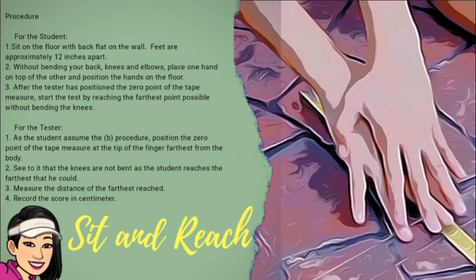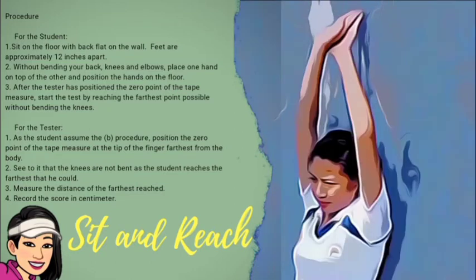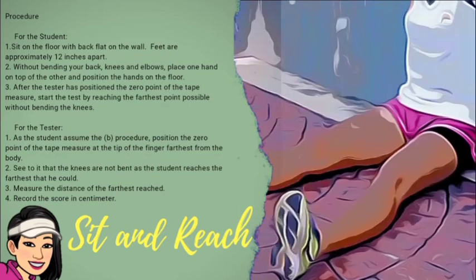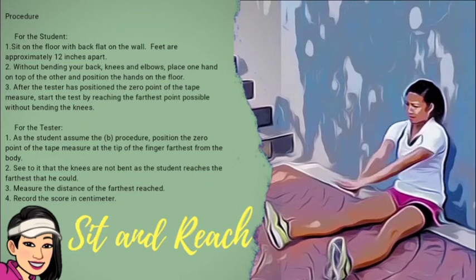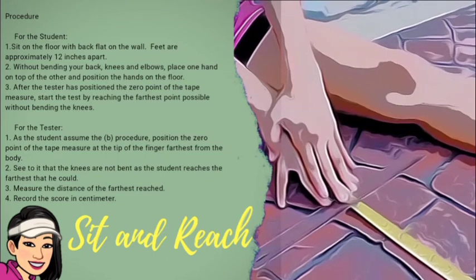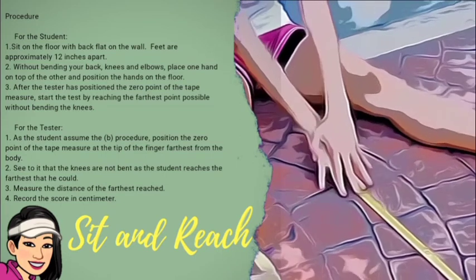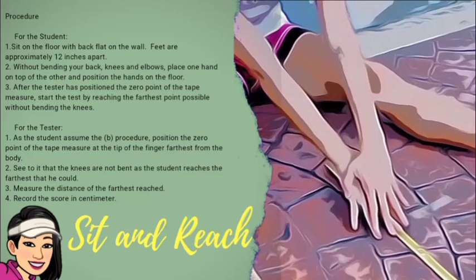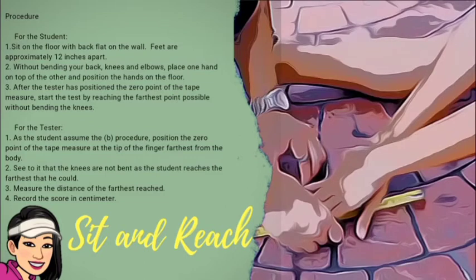Do it twice. For the partner, as the performer assumes the procedure, position the 0 point of the tape measure at the tip of the middle fingers of the performer. See to it that the knees are not bent as the performer slides the farthest distance that he could. Record the farthest distance reached in centimeters. Scoring. Record the distance to the nearest 0.1 centimeter.